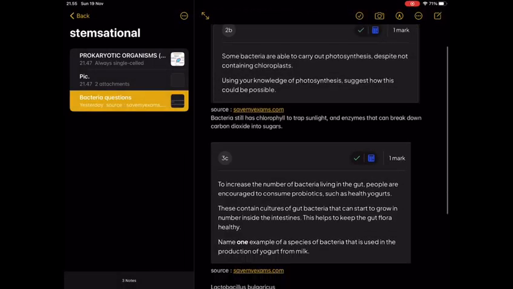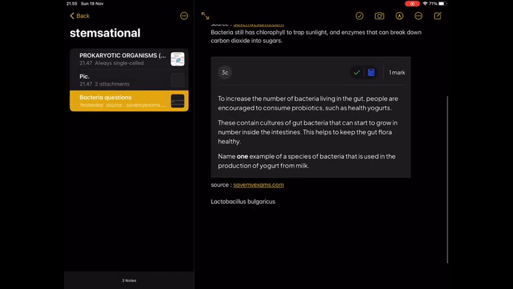So the answer is Lactobacillus bulgaricus, which is one of the examples that I mentioned earlier.